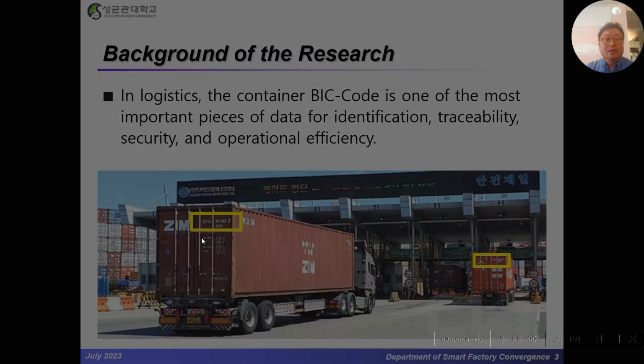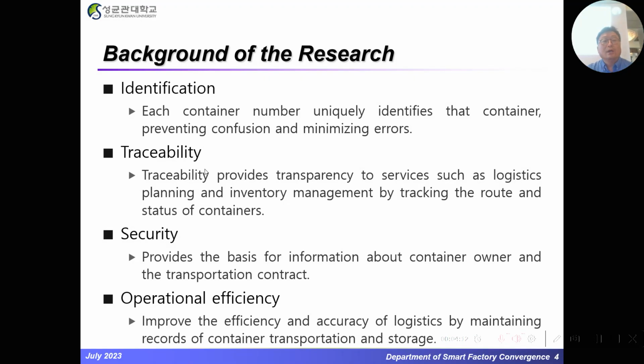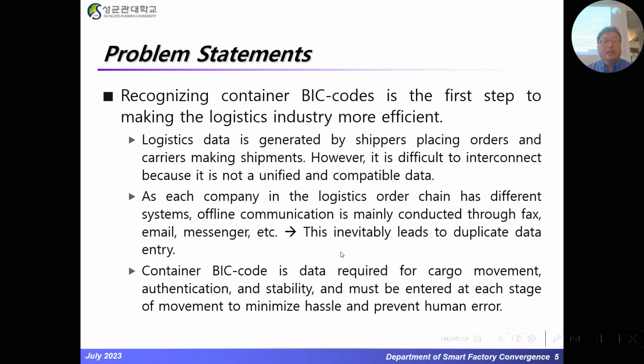So that explains the container BIC code. It has four functions: identification, traceability, security, and operation efficiency. Next is the problem statement of this research. Recognizing the container BIC code is the first step to making the logistics industry more efficient.